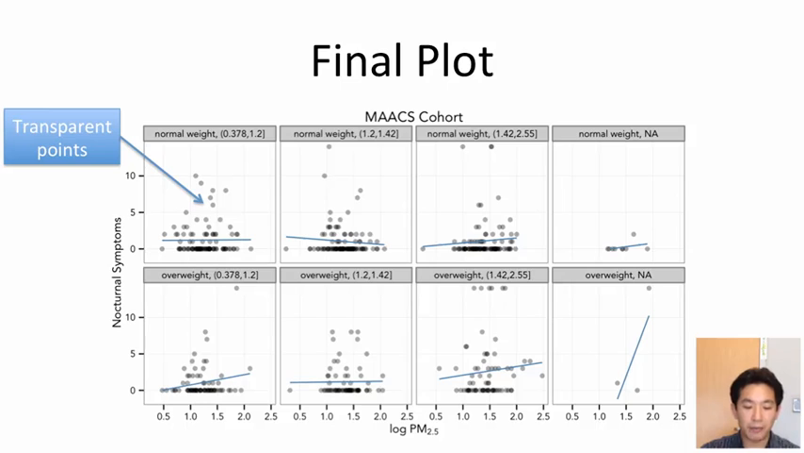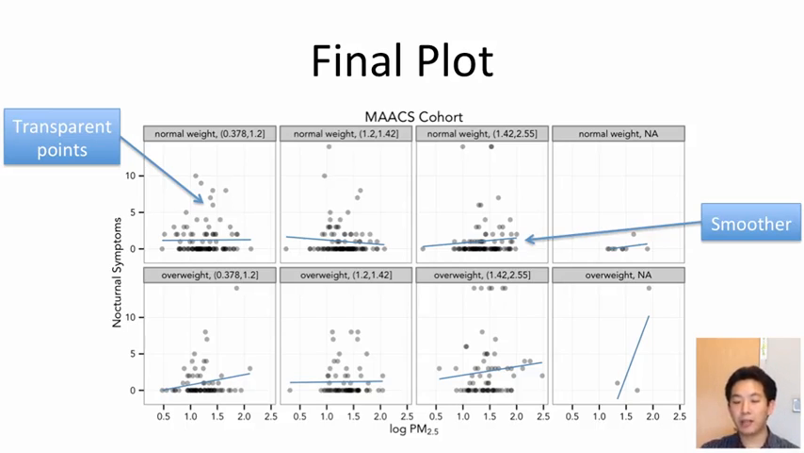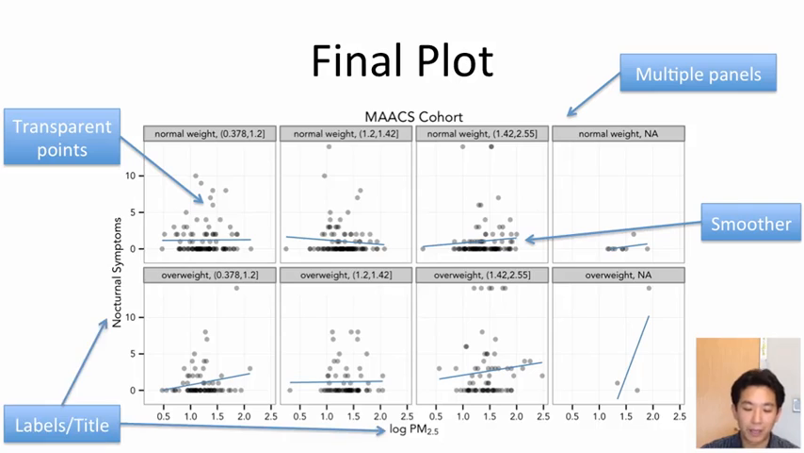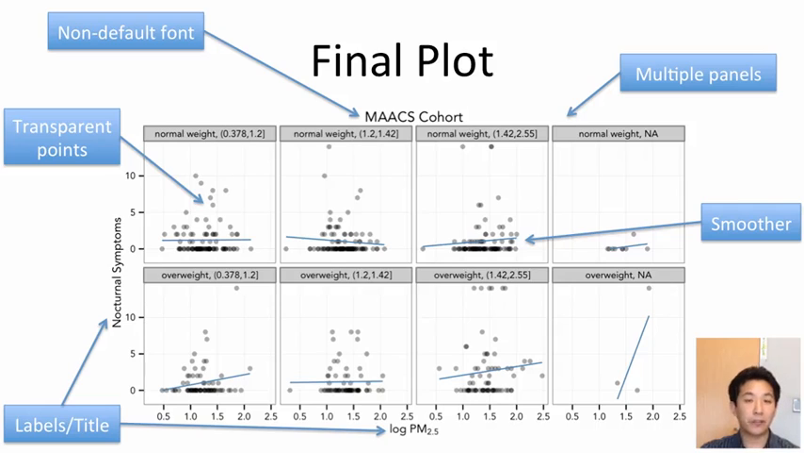Well, first of all, I've modified the transparency on the points, so I've made them a little bit transparent so you can see a little bit of the density there. I've added a smoother to each panel, so this is a linear regression smoother, so it's not the default, and I've turned off the confidence bands. There are multiple panels, so I've used faceting to create this plot. I've changed the default labels and the titles, so I've added to be a little bit more descriptive. And then finally, I used a non-default font. So the default font is Helvetica, and I've changed the font here to be Avenir. And so there are a number of options that I've modified here.